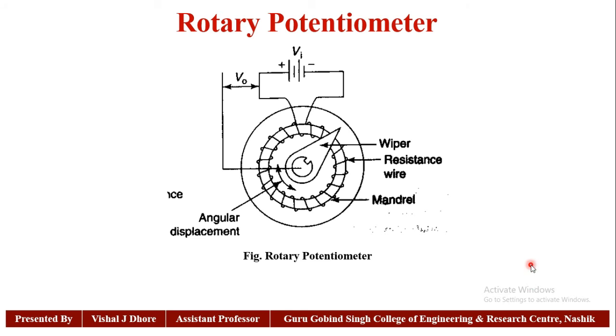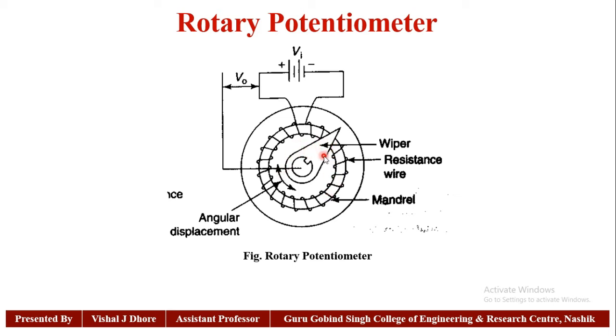Now next is the rotary potentiometer. A potentiometer consists of a resistance element with a sliding contact that can be moved from one end to the other end. This sliding contact is called a wiper. So this is the wiper in this rotary potentiometer. The motion of the sliding contact may be angular. So this wiper should be moved either in a clockwise direction or in an anti-clockwise direction.